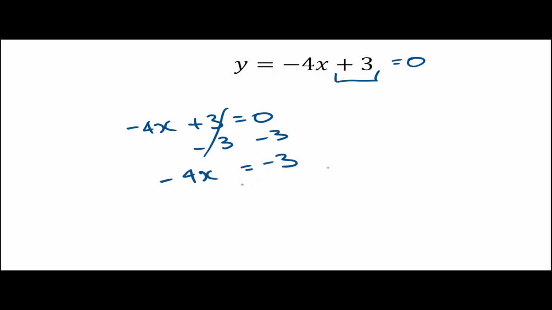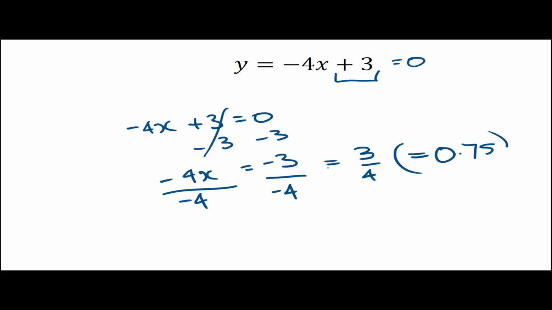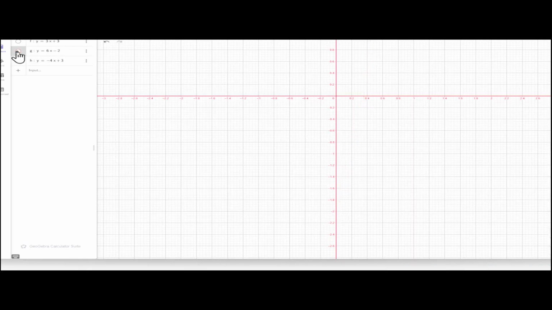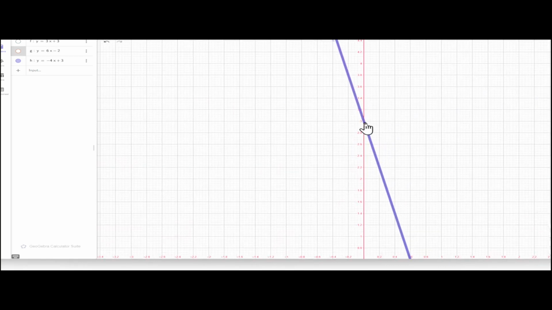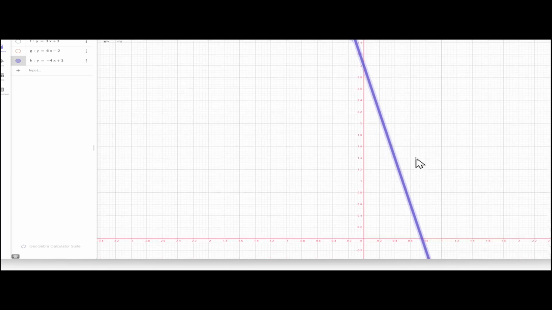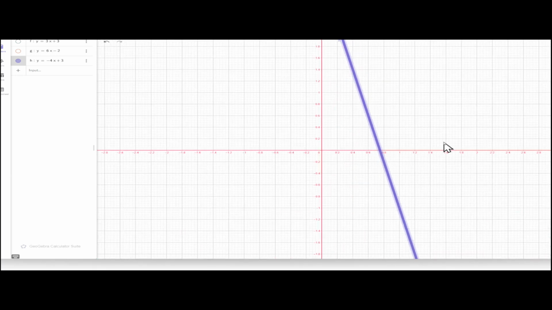-4x equals -3. It's x times -4, so I'm going to divide by -4. A negative divided by a negative is a positive. 3/4, which in decimal is 0.75. And let's just jump straight to GeoGebra. Sure enough, it crosses the y-axis here at 3. And we said it was 0.75, so it's going to cross the x-axis at 0.75.